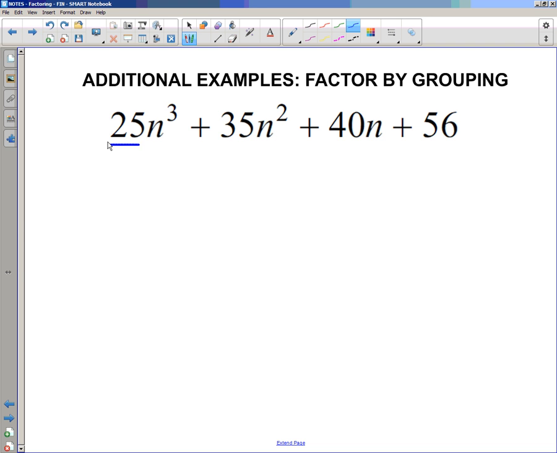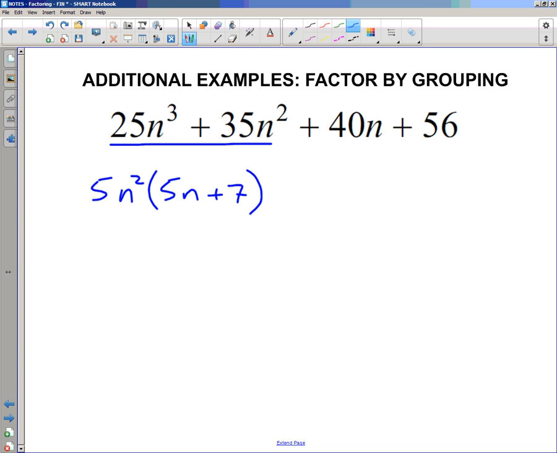So we're going to group up our first 2 terms. We're going to look for a GCF here. So I'm looking at that 25 and the 35. Those are both definitely divisible by 5. So I'll be pulling a 5 out in front. And we've got an n cubed and an n squared. We can pull 2 n's out of each term as well. When we factor out a 5n squared, that'll leave us with a 5n here, and out of the 35 is going to leave us with just a 7.